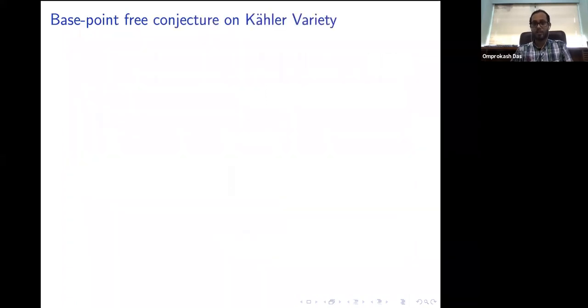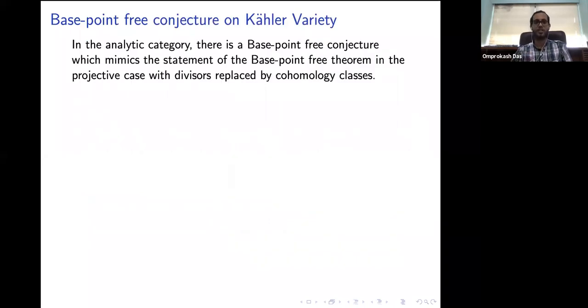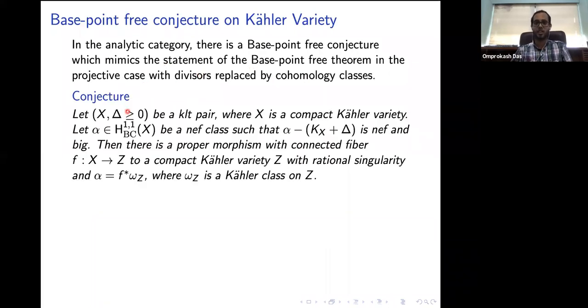But there is a base point free conjecture on a Kahler variety, which is this. In the analytic category, there is a base point free conjecture which mimics the statement of the base point free theorem in the projective case, with the divisors now replaced by cohomology classes. So it looks exactly like this. (X, Delta) is a KLT pair where X is a compact Kahler variety, and alpha is a nef class now instead of a divisor, such that alpha minus (K_X plus Delta) is nef and big in the sense of cohomology, of course. Then there exists a proper morphism with connected fibers f from X to Z, a compact Kahler variety Z, Z Kahler with rational singularity, such that alpha is a pullback of a Kahler class from Z. And that is exactly what it means when you say that mD is semi-ample, that mD is globally generated in the previous theorem. So this gives an exact analog, but you have to replace the divisor by a cohomology class.